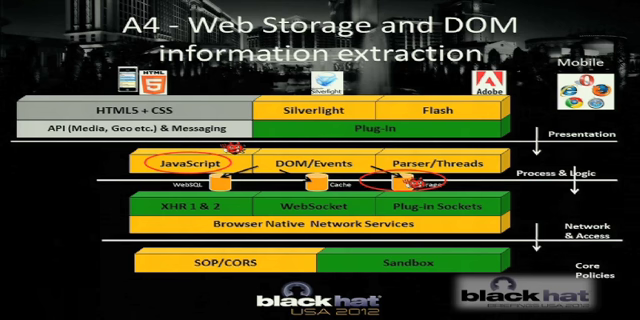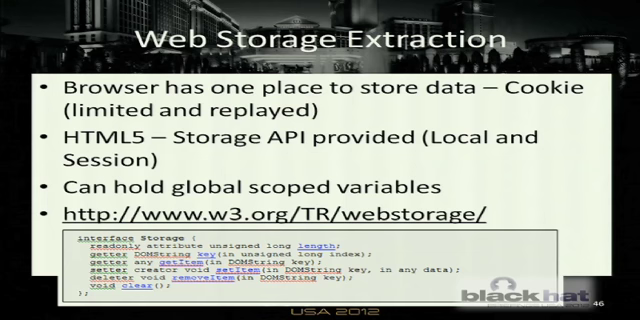Okay. The fourth one is interesting, which is called web storage. Here your attack vector is either on a storage or on a file system. HTML5 supports a storage API, and the storage API has two types. One is called local storage, and another is called session storage.